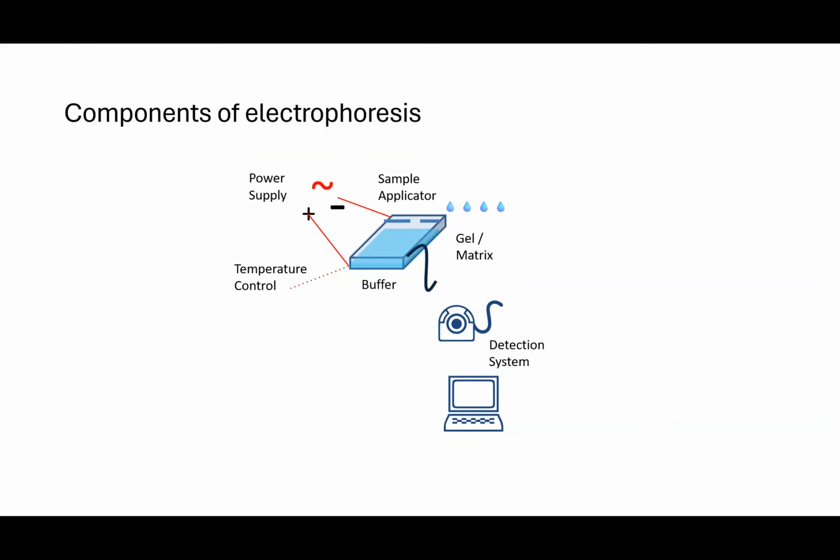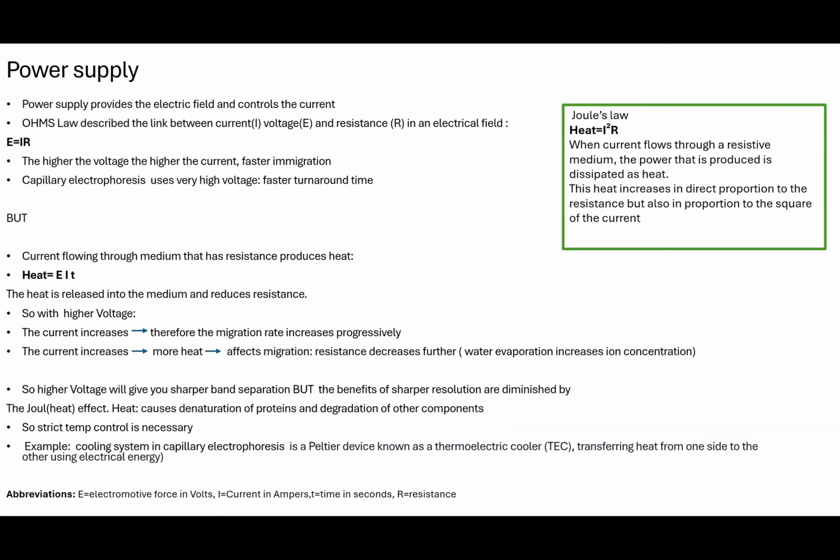We also have positive and negative electrodes on either side of the gel, and then the power supply to provide the electric field. And then we apply the samples in a sample well. I'm going to talk about each of these components in more detail. Let's first start with the power supply.